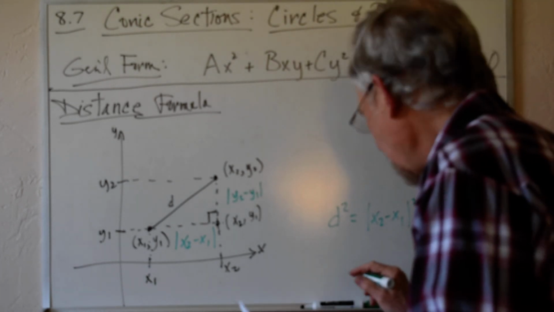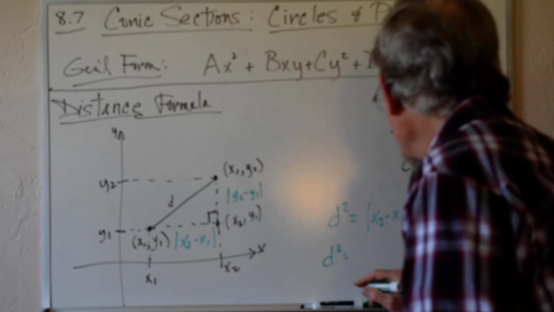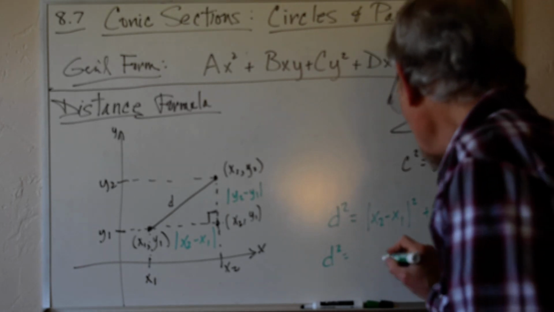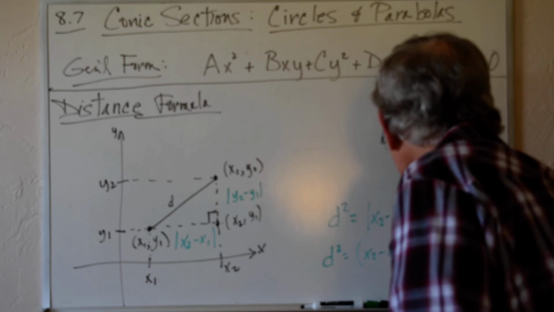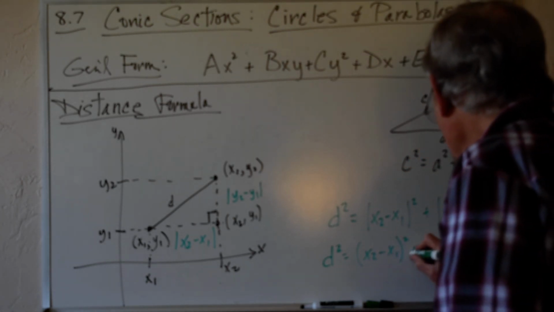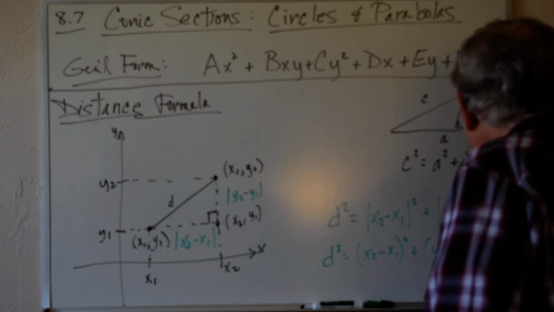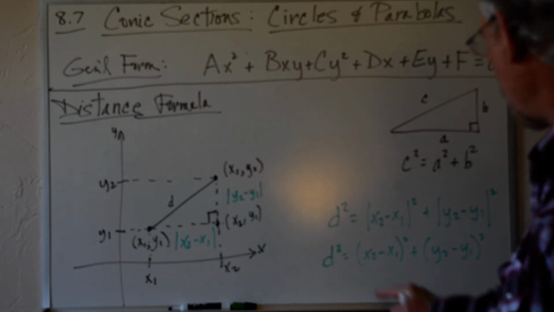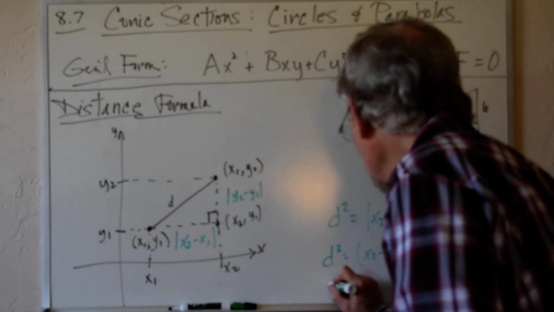All right, well, since we're squaring, those absolute value bars that I was so careful to put in there, I don't need them, as it turns out, because this difference here is getting squared. Same thing for the y coordinates. So now I have a formula that tells me what distance squared is. I'll just take the square root of each side.